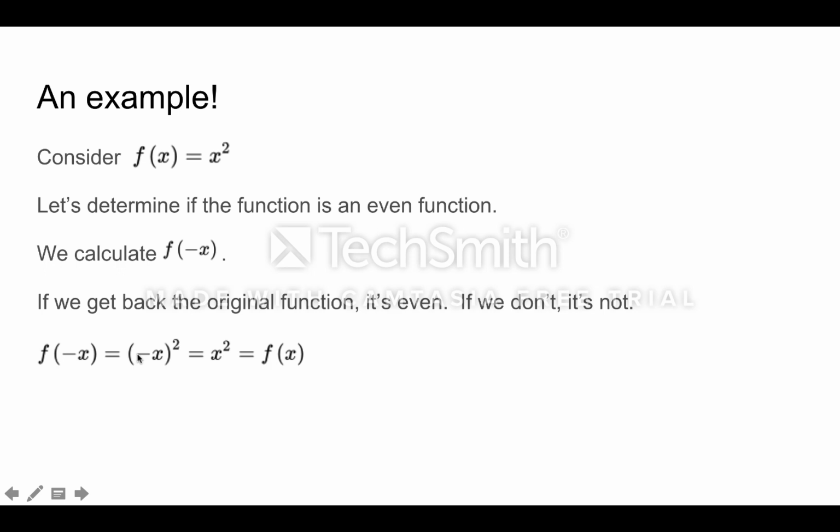Now what happens when you square a negative? Squaring a negative becomes a positive. So that negative just disappears. We get x squared. But wait a minute, x squared, that's the original function. So when we put in that negative, nothing changed. We get the original function back. X squared is an even function. And, hey, look there. That's an even exponent. Coincidence? I don't know.